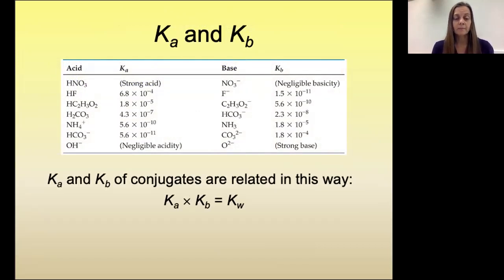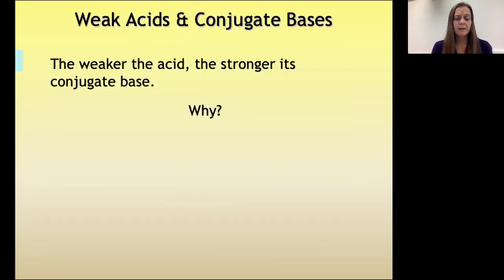And if we really want to think about why that is, the definition of a base is its ability to increase hydroxide ion concentration in water. So the conjugate base of a weak acid is very likely to be able to pull a hydrogen ion off of a water molecule to make hydroxide ions in solution.